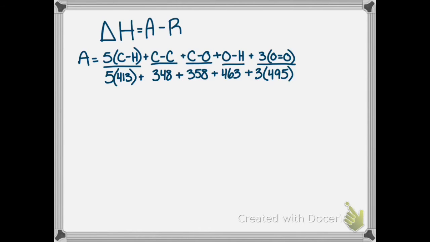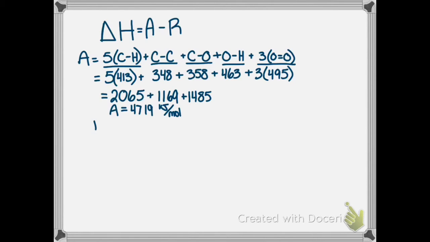Now we're going to do some multiplication and addition, so we multiply 5 times 413 and we get 2,650. If we add our 348 plus our 358 plus our 463, we get 1,169, plus the 3 times 495, which is 1,485. Now, if we add all of these values together, we get 4,719 kilojoules per mole, because remember, enthalpy from the table has the units of kilojoules per mole.